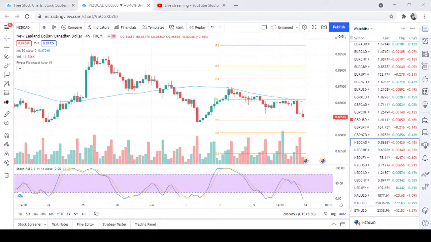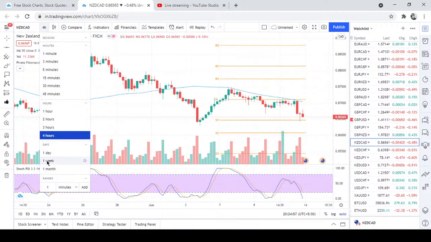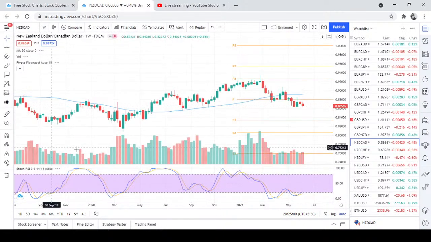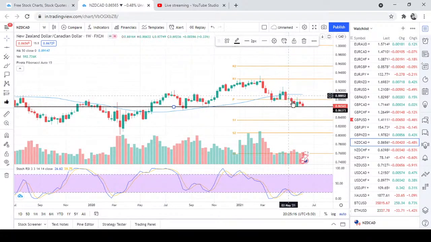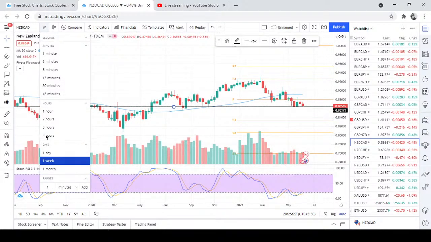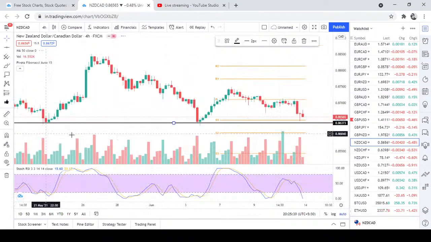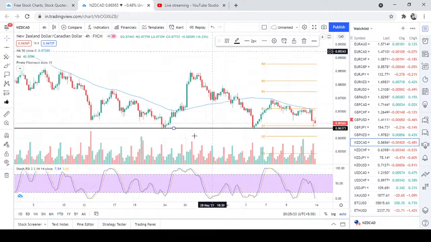Now let's switch to the weekly time frame and see what it is telling us. There is not much on the weekly chart, but we have one important support level. Can you see this level? On the weekly chart, for the last 5 weeks, 1 2 3 4 5, the market is respecting this level as a support. Yes, this is the support level.